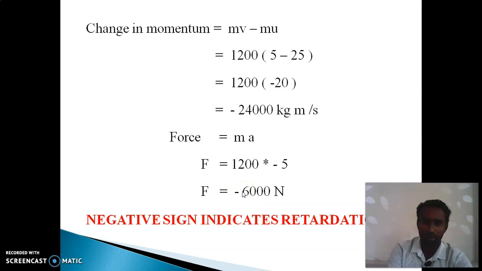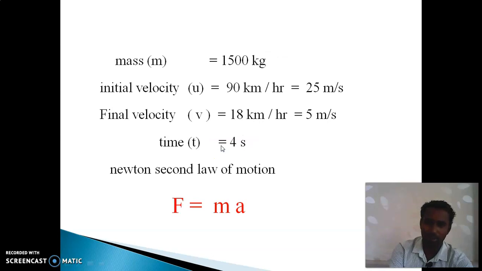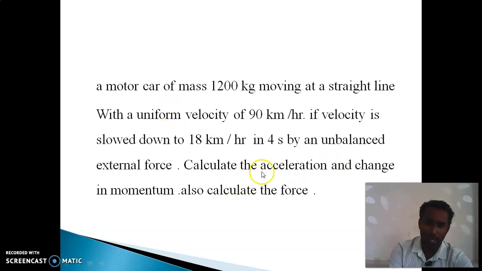So can you identify how to solve this problem? First, just look at the problem. First, they asked for acceleration, so you have to use the formula a equal to v minus u divided by time. And change in momentum is P2 minus P1, which is equal to mv minus mu. Then calculate the force. Force equal to m into a, mass into acceleration. Once you find the acceleration, you can find the answer for force.